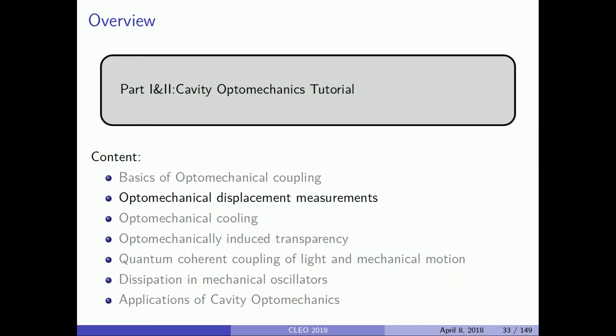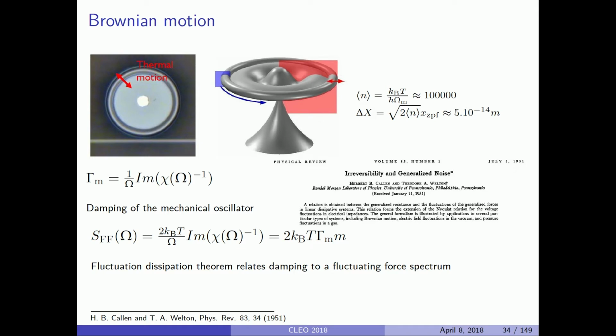So how do you make displacement measurements? Let's first remind ourselves very briefly that if you have a mechanical oscillator in contact with the environment, then you certainly have thermal fluctuations. That's just given by the fluctuation dissipation theorem. It tells you that if you have a system with damping gamma_m, then there is a fluctuating force proportional to k_B T times gamma_m times the mass. That fluctuating force makes sure that the mechanical oscillator is in thermal equilibrium.